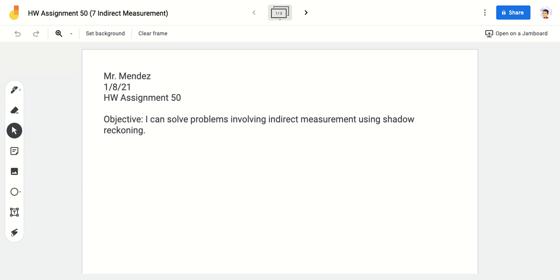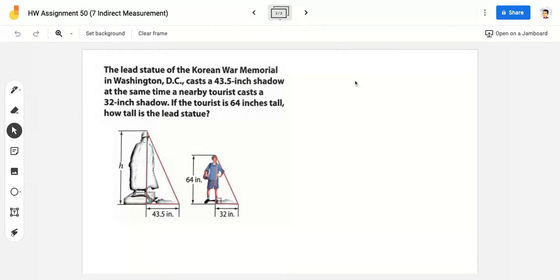Today's homework assignment 50. We made it to 50. Today's objective: I can solve problems involving indirect measurement using shadow reckoning. We're going to see two examples of using indirect measurement, one using shadows, another using a different method because there's no shadows involved. But it's pretty cool. So let's take a look at this first problem.